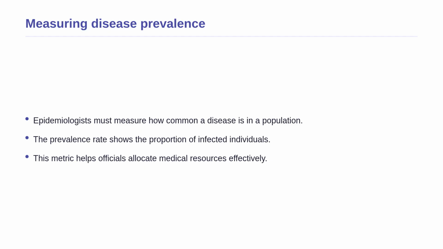Now that we understand the broad applications, let us focus on a specific use case in epidemiology. One of the most common applications of biostatistics is measuring how common a disease is within a specific population. To do this, we calculate something called the prevalence rate. This metric tells us the proportion of individuals who have a specific condition at a given point in time.